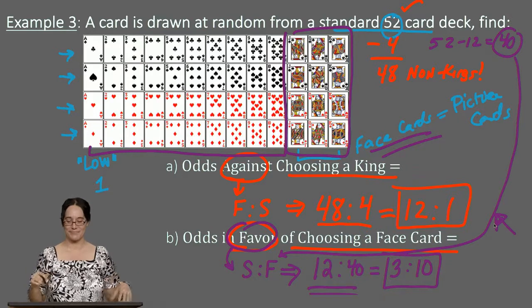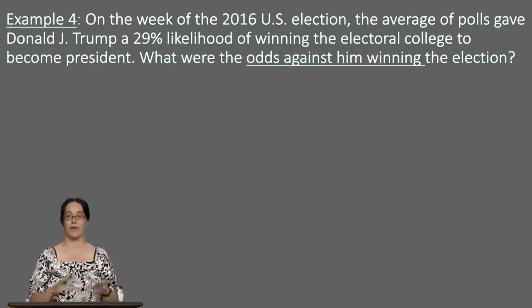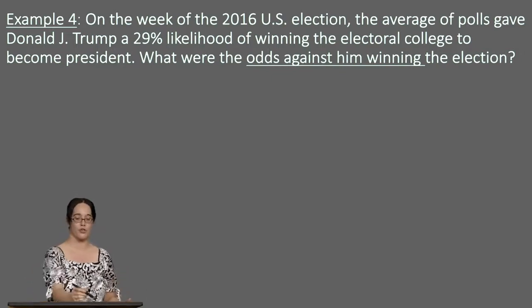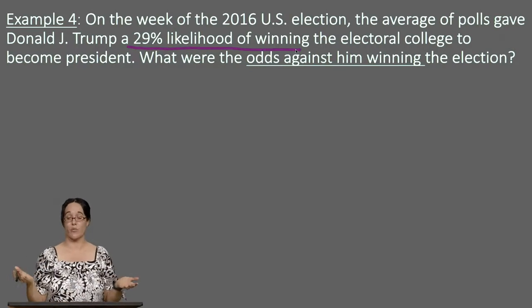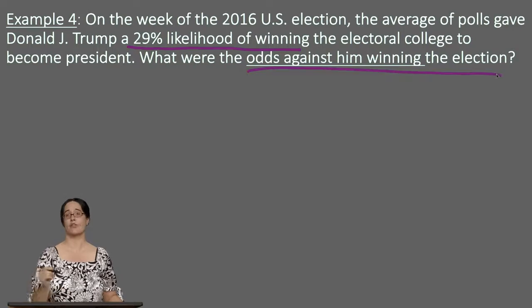I like that. Okay, so let's head over to another problem where we go back and forth between odds and probability. Regardless of what you think about this problem, just look at the math with me. Here we go. On the week of the 2016 US election, the average of all polls, I believe I checked on a Monday that year, showed that Donald J. Trump had a 29% likelihood chance of winning the Electoral College to become president of the United States. What were the odds against him winning the election?